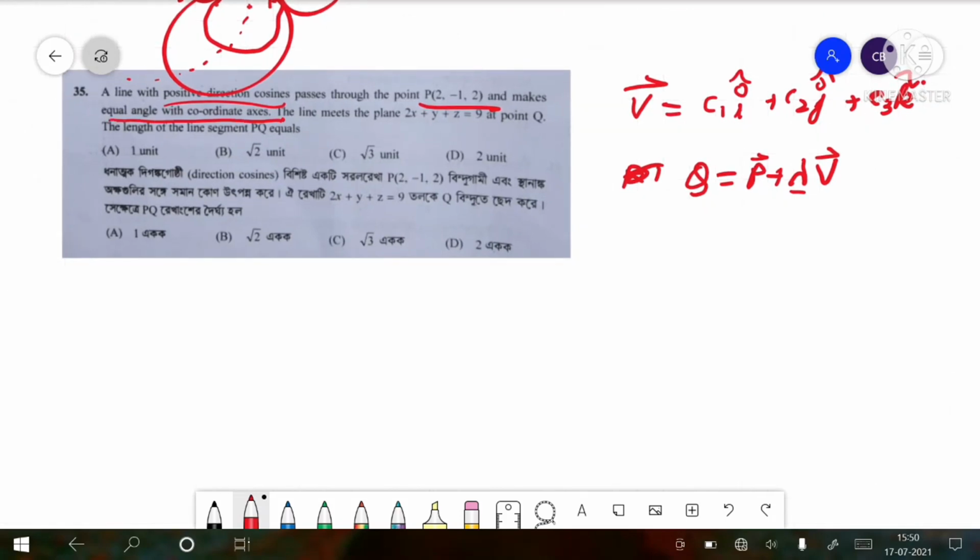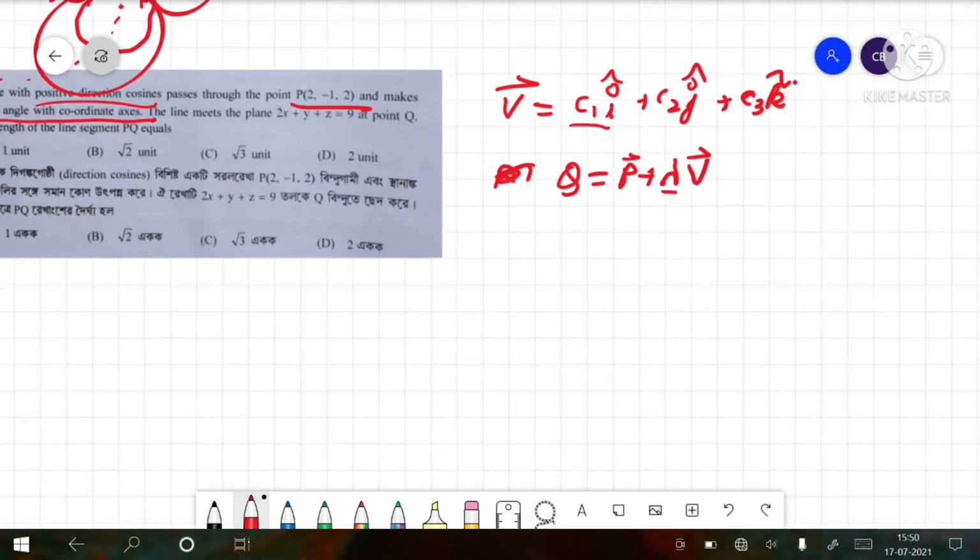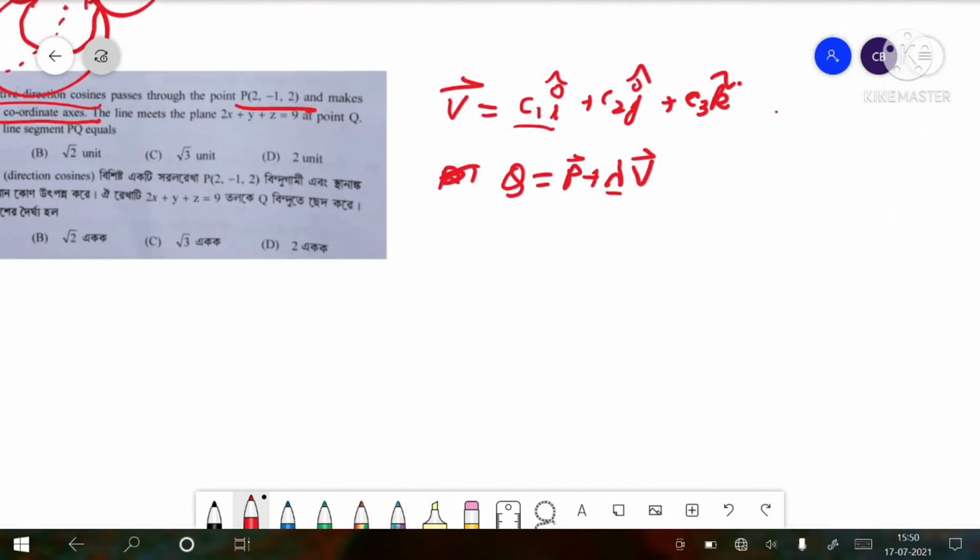Now equal angle with coordinate axis, this is very important. If this was not equal angle with coordinate axis, if these were different angles, you would have to take this angle with every i cap, j cap and k cap, which means you dot it with i cap. So it turns out to be v dot i is equal to c1. So you write that c1 divided by root over c1 square plus c2 square plus c3 square. This is one direction cosine. In this way you find the other two direction cosines, and then using these three equations you find out c1, c2, c3.